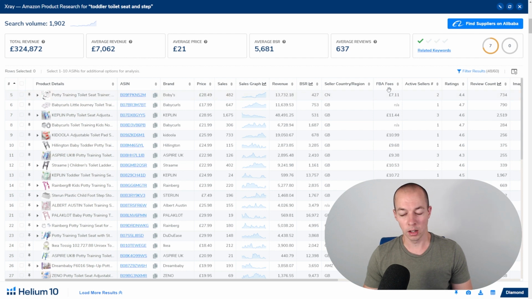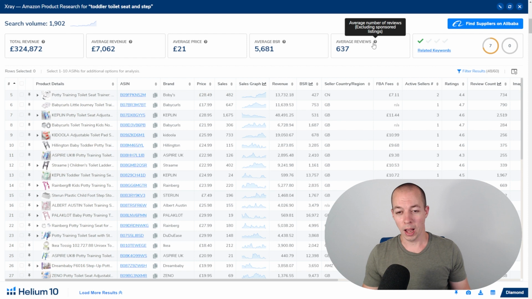So the fees here include both the referral fee, which is a percentage based on the category that that product is sold within, and also the fulfillment fee, which is based on the weight and dimensions of the external package of the product. So that's not bad at all. As a starting point, to have a sale price of £28.49 and the FBA fees to total £7.11, that is a really good place to be. And these guys actually probably are making a decent profit.